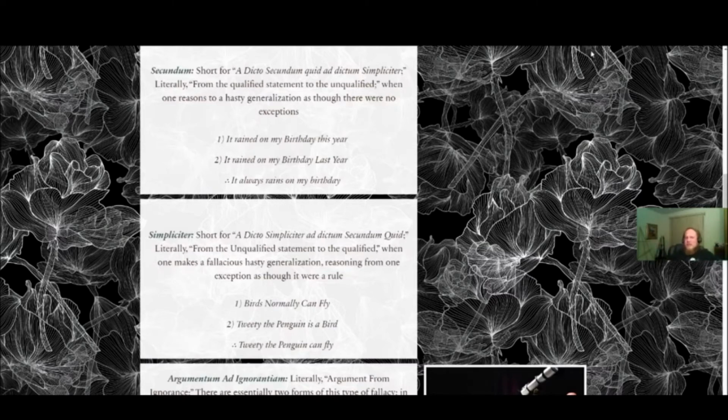And this is also the stereotyping fallacy. That's literally what's happening in stereotyping. Like, these couple of instances were true, and then you take these couple of instances and you say, well, therefore, from these couple of instances, it's always true. Nope. Secundum fallacy. Simplicator, this one's rarer, but occasionally happens. I just want to bring it up.